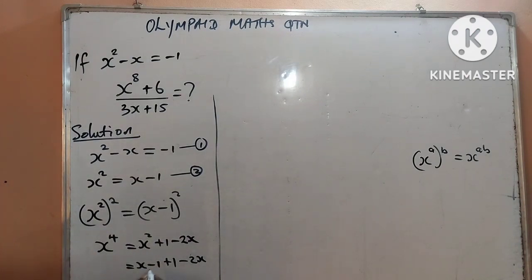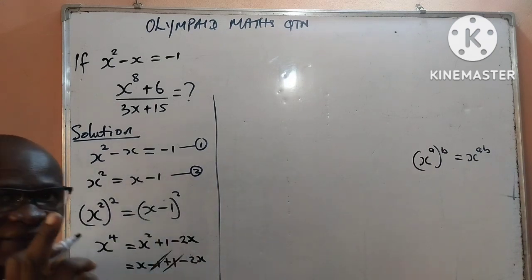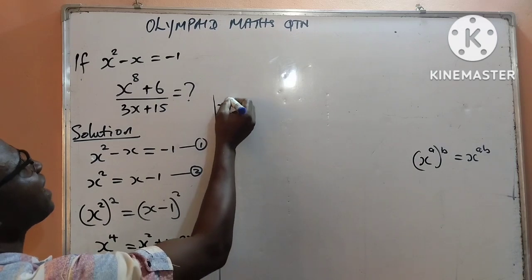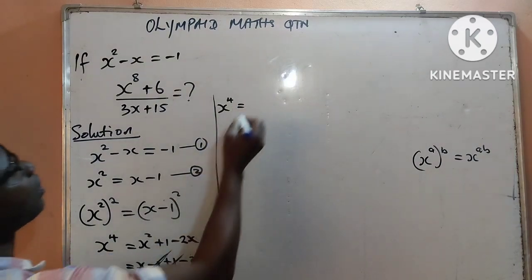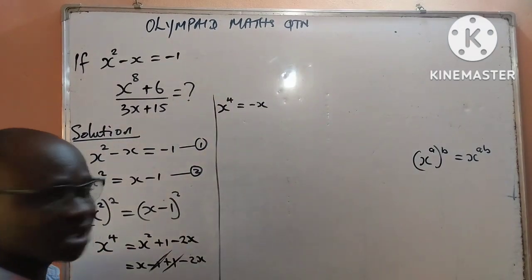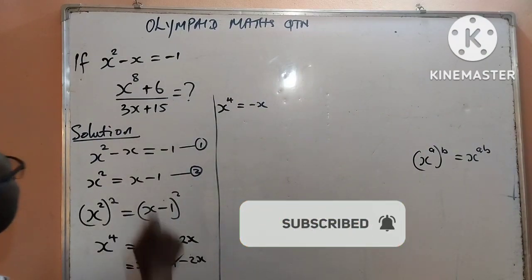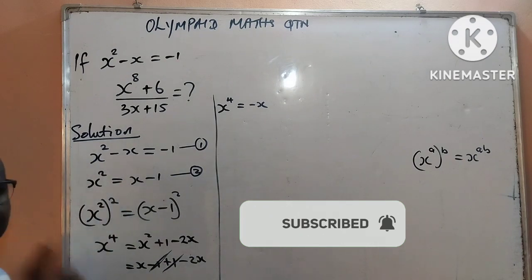Alright, now you can agree with me that minus 1 can cancel with the plus 1, leaving me with x minus 2x. And x minus 2x will simply give me minus x. So we can say therefore that x to the power 4 is equal to minus x. Very important. We have now gotten x to the power 4. We have gotten x to the power 2.